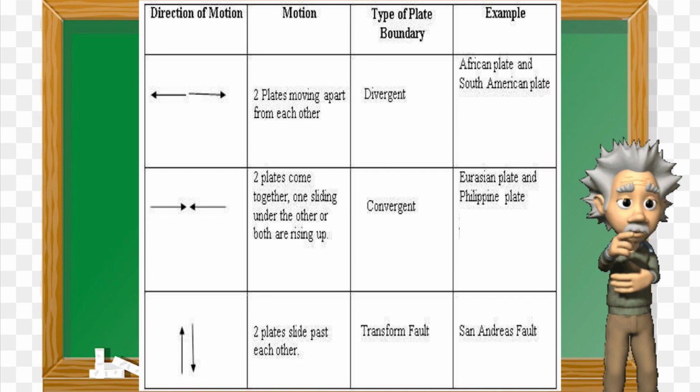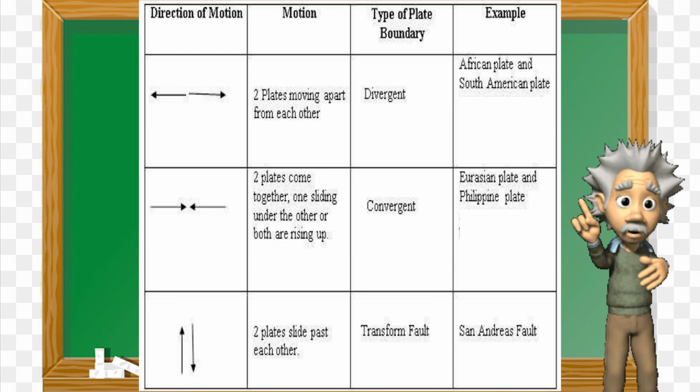Did you get the items correctly? Great job! This time, let us sum up what we have learned from our lesson today. The three types of plate boundary are divergent, convergent, and transform fault boundary. Divergent plate boundary is formed when two plates move apart from each other. An example for this is the African plate and South American plate.